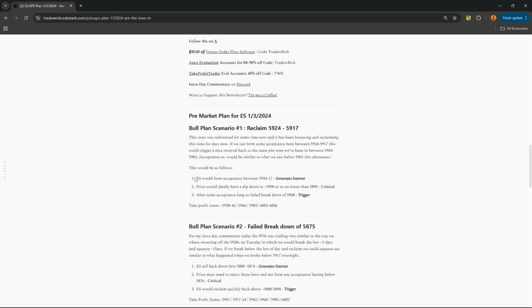So this was the criteria that I needed to see in order to validate or trigger this trade. ES would form acceptance between 59.24 and 17. Price would ideally, though it doesn't have to, dip down to 59.08 or so, but no lower than a certain level, in order to not sell off further after some acceptance long or failed breakdown of 59.08. Those are the criteria.